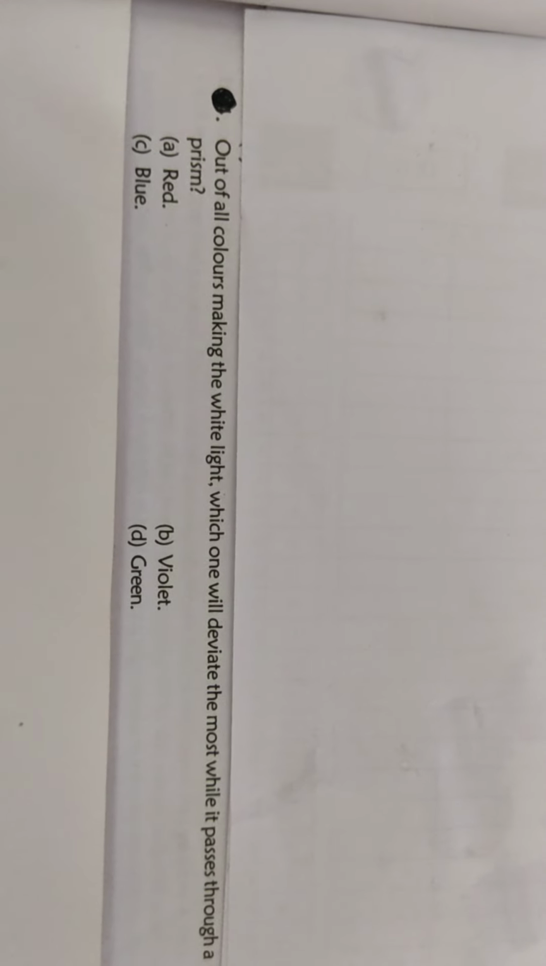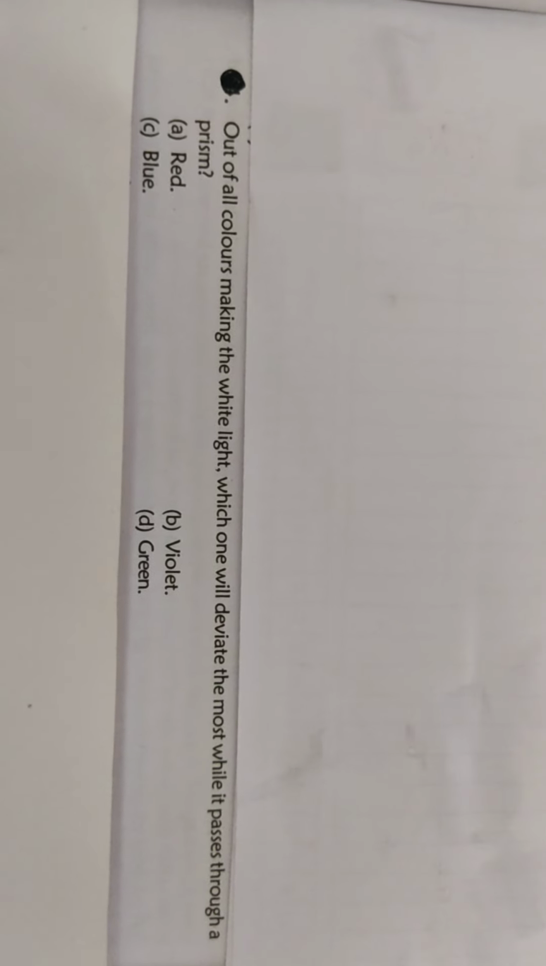Out of all colors making the white light, which one will deviate the most while it passes through a prism? Hope you have gone through the video showing dispersion of white light through a prism. So you should be knowing the answer. Which one will deviate the most? Violet color. So B is the correct option.